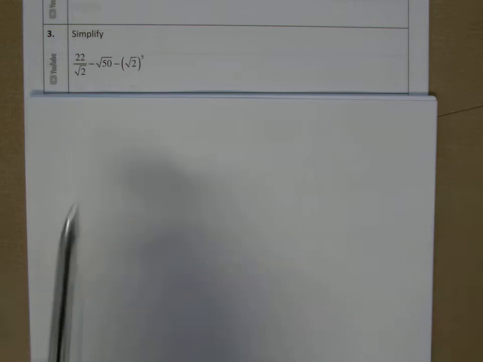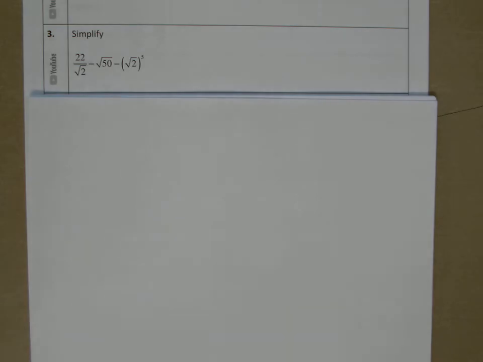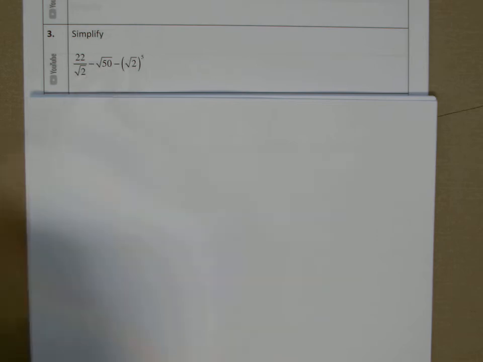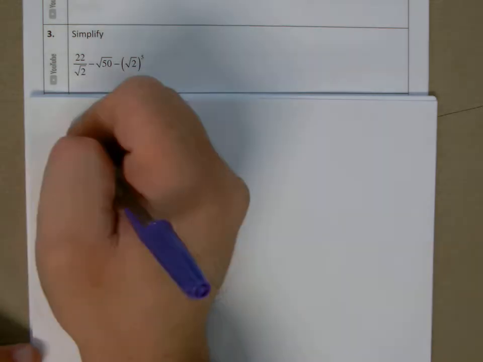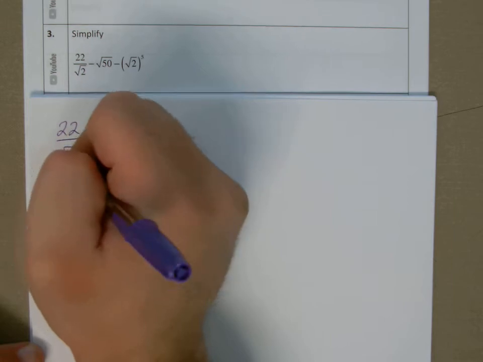Okay, so just like the last one, we're asked to simplify this. We've got three separate surds here, and we need to look for a common surd. And it looks like it's going to be root 2, doesn't it? Because we can see that there. So if I take the first one, let's sort that out first. I've got 22, but it's divided by root 2.